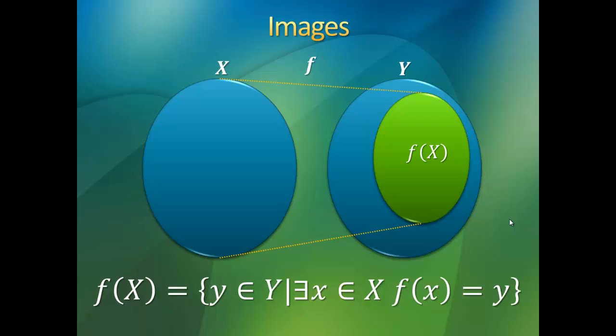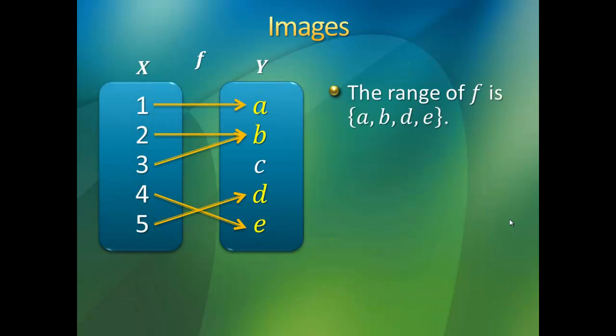We have a special name for this set. We call the image of the domain of a function the range of that function. So in this function, the range is the set {a, b, d, e}. Note that the codomain and the range are not the same thing. Rather, the range is a subset of the codomain. There may be elements of the codomain that are not mapped to by any element of the domain. Or there may not be. That's something we'll talk about in a moment.